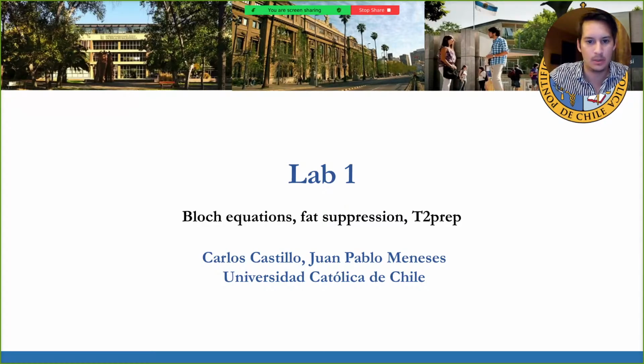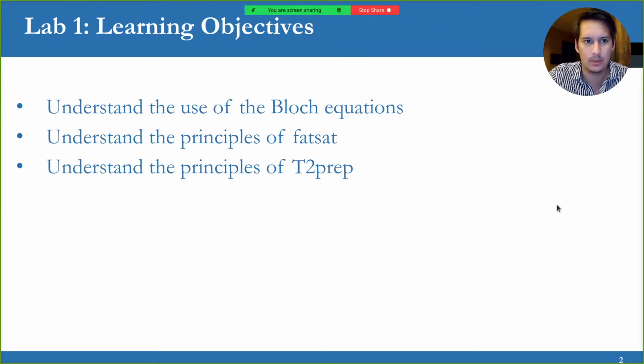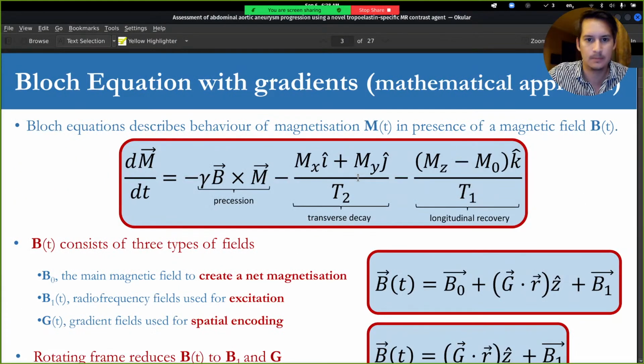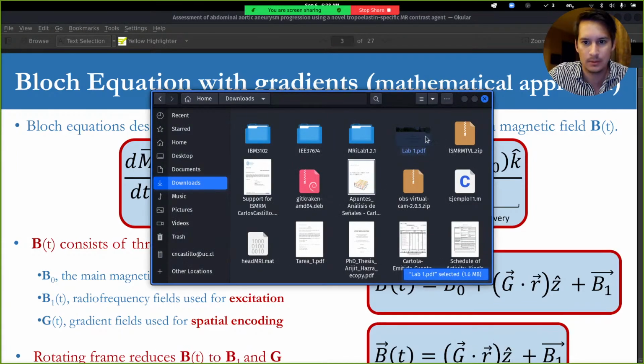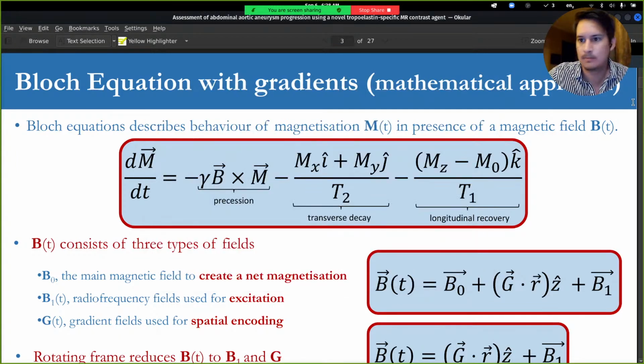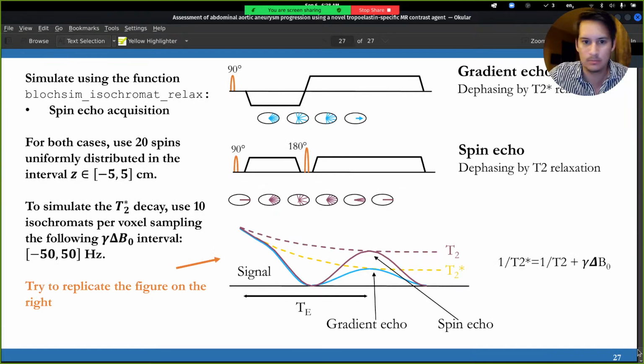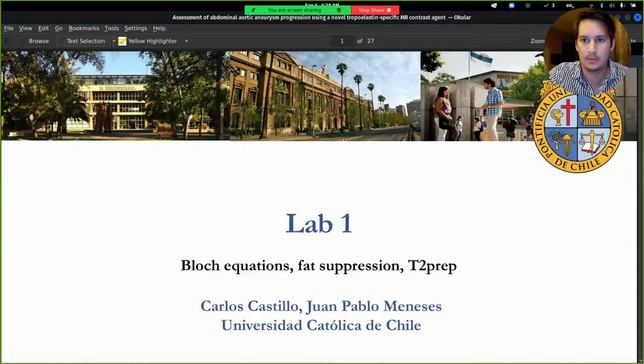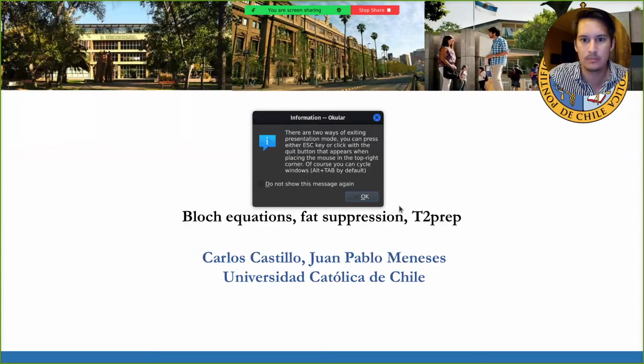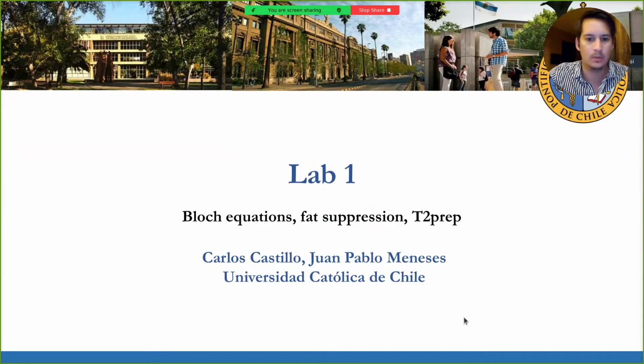Okay, so now we switch to English. Let me see something. Is this the correct one? No. Yes. Here it says Carlos Castillo Juan Pablo Meneses, but it's just Carlos Castillo.